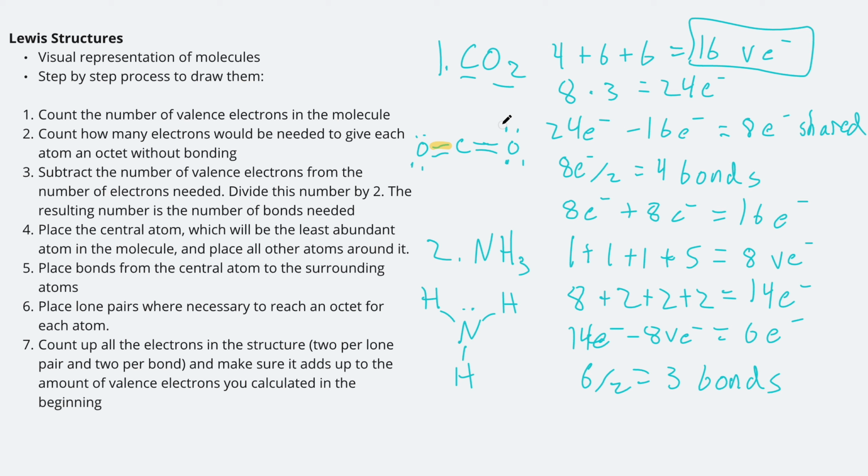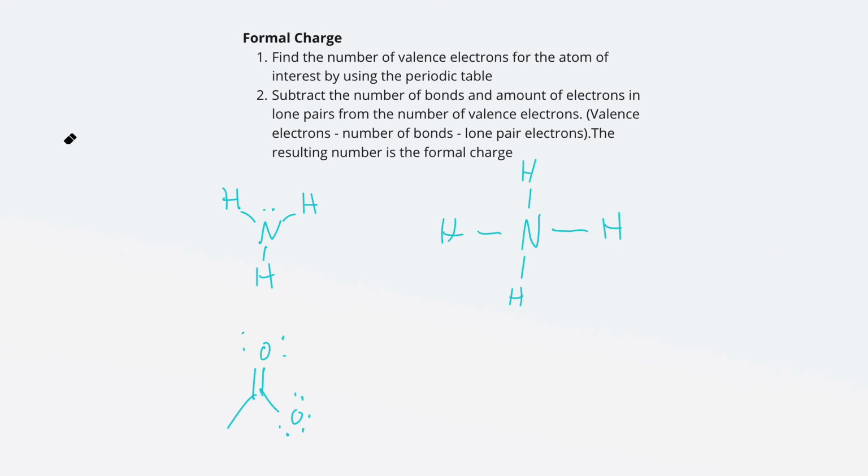Now we add up the amount of electrons that we used. We have 3 bonds, so that's 6 electrons in those bonds. We have 1 lone pair, so that's 2 electrons, which gives us a total of 8 electrons in our drawing, and that does match the number of valence electrons that we counted at the beginning.